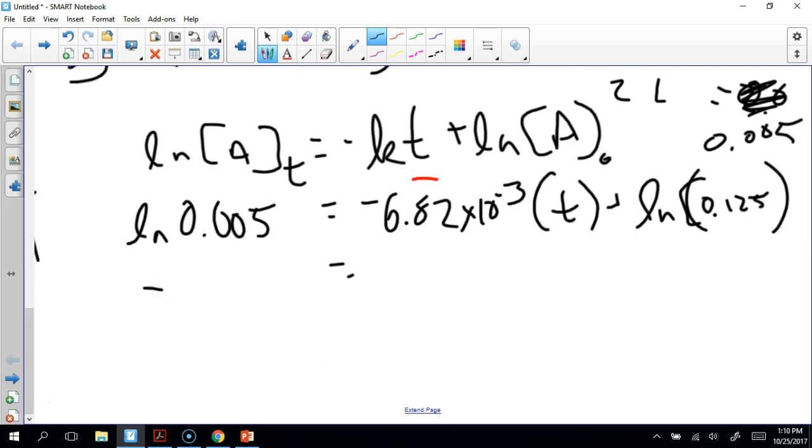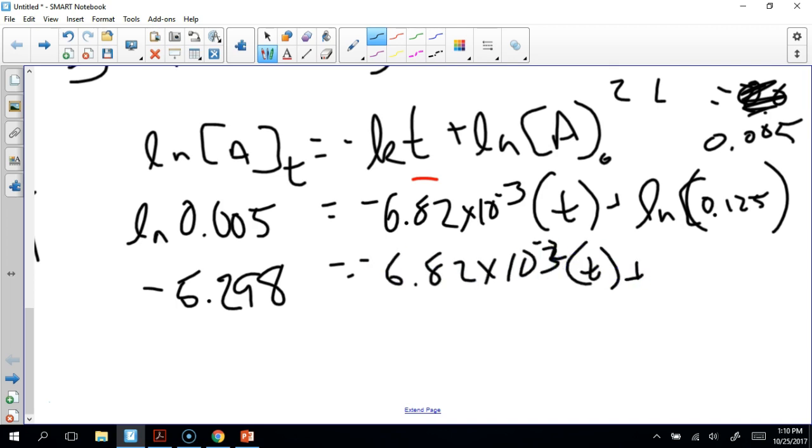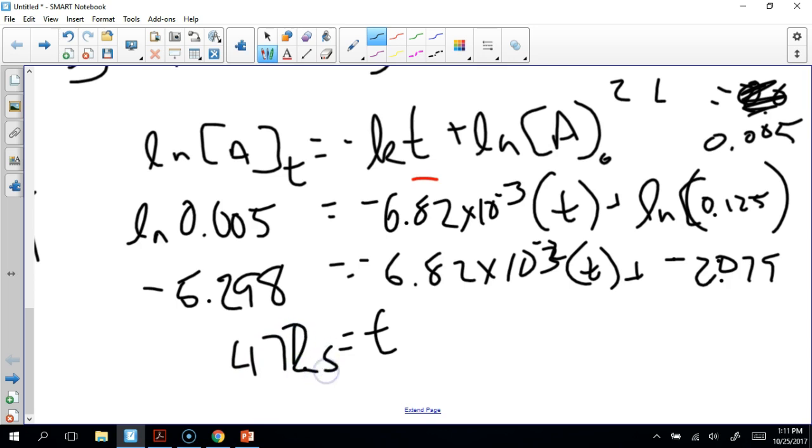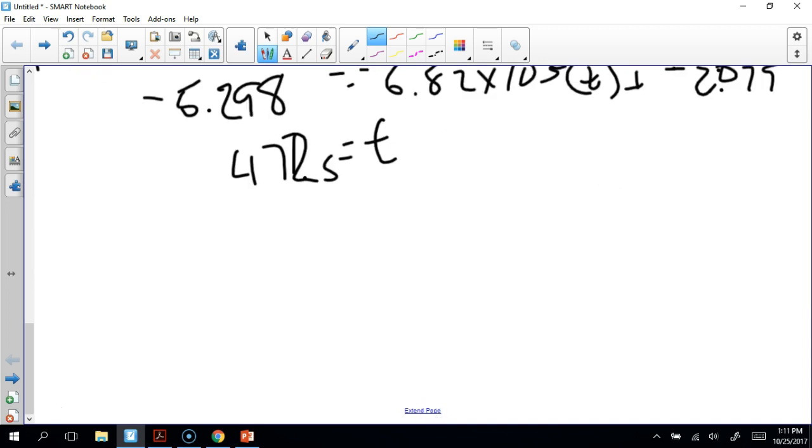This is negative 5.298, and that equals... combine like terms and then divide by the rate constant. And so when we do this, we get t equals 472 seconds. And so if we wanted to convert that into minutes, we would divide by 60. It's 7 minutes and 52 seconds.